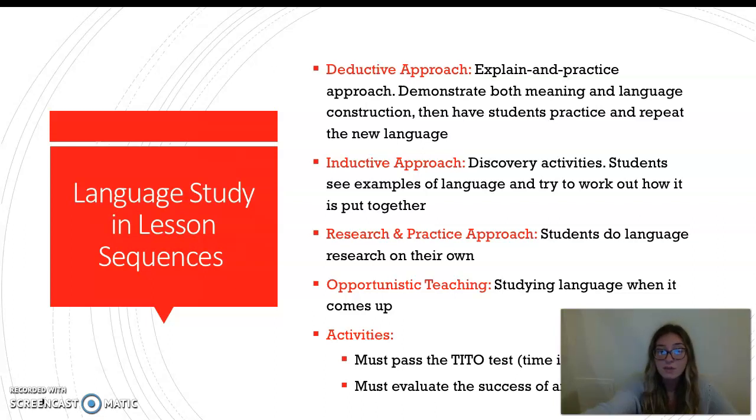So we also would like to include some activities. They must pass the TITO test, which is the time in and time out. So the amount that it takes to explain and demonstrate and set up an activity, is it worth what the students will get out of it? Because if not, you're wasting valuable class time where you could be learning something more beneficial for them. And we must evaluate the success of an activity. So how did the students like it? Is it something that we'd want to use again? And was it effective or not? So you can evaluate that by asking the students questions and observing the lesson on your own.